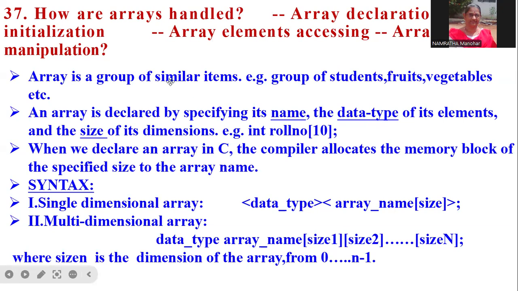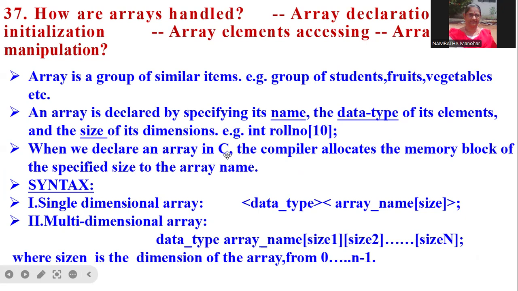So an array is a group of similar items, that is, a group of students, fruits, vegetables, etc. An array is declared by specifying its name, that is rollnumber, the data type, that is int, of its elements, and the size of its dimensions, that is 10. So int rollnumber[10]. These things are required: data type, name of the array, and size of the array within square brackets are required for declaration.